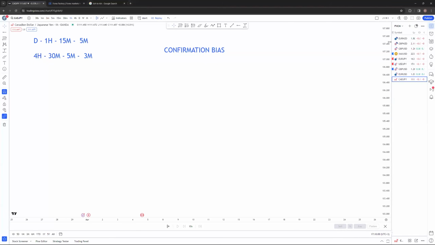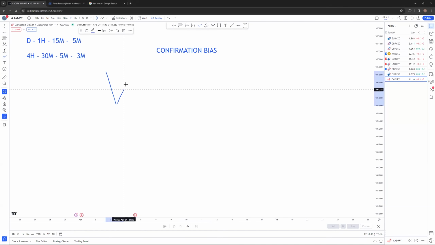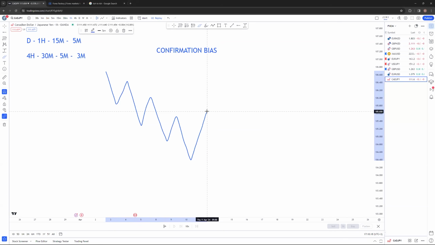Okay, so confirmation bias. How do we trade the confirmation bias? It's like this. Let's say price was trending down, creating lower lows and lower highs, lower lows, lower highs, and then lower lows, lower high. And then after this, price breaks this lower high here. It means the price changes the character here.